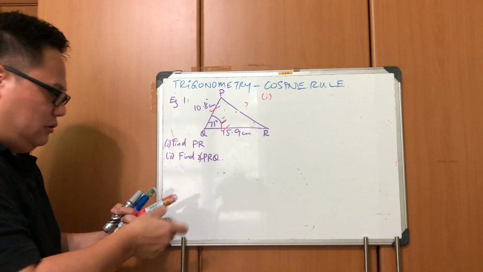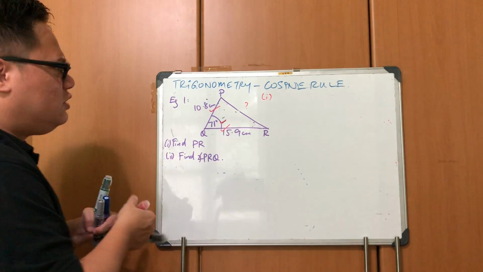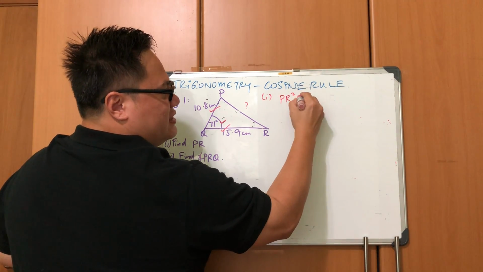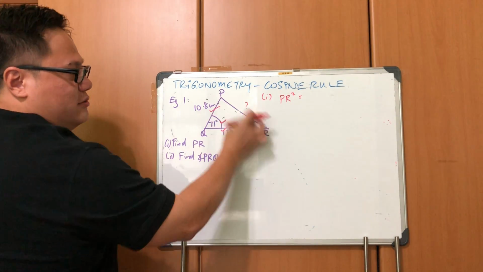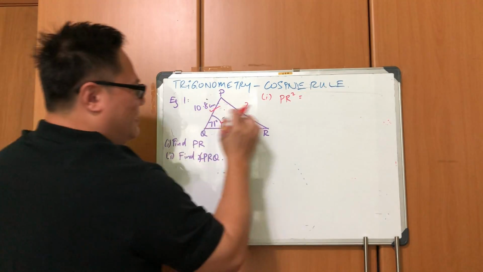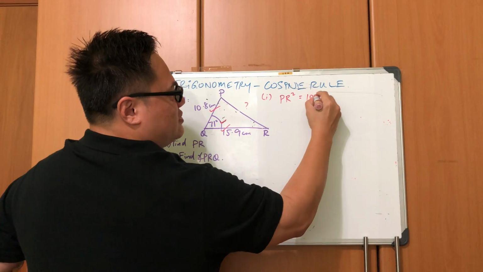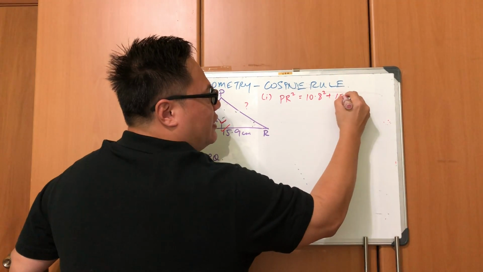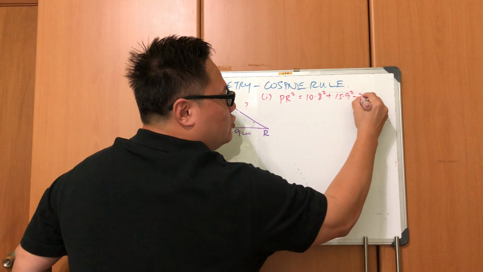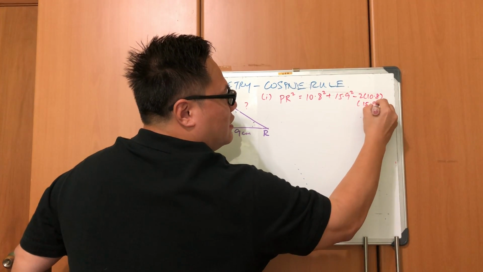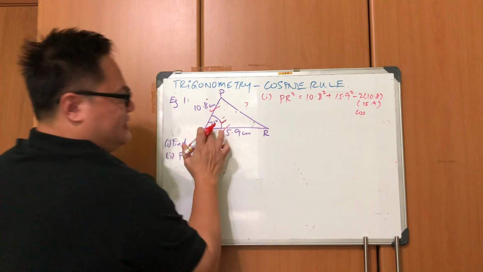So straight away, PR square is equal to, so what is PR square equal to? PR square is equal to A square plus B square, that is 10.8 square plus 15.9 square, minus 2AB cosine 71 degrees.